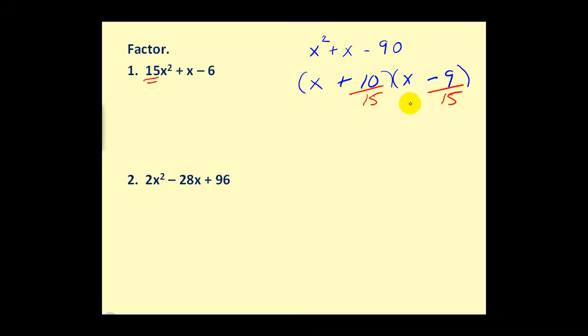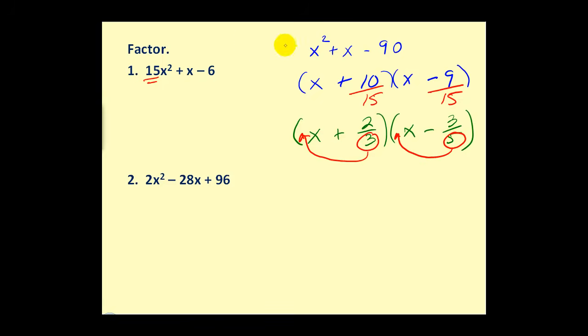And then we simplify these fractions. So we'd have x plus 2/3, and this would be x minus 3/5. So now we take the denominators of the constant terms and move them in front of the variable x. So going back to our original problem now, in factored form, this would be the same as 3x plus 2 times the quantity 5x minus 3. And you can go ahead and check that, but it does check.